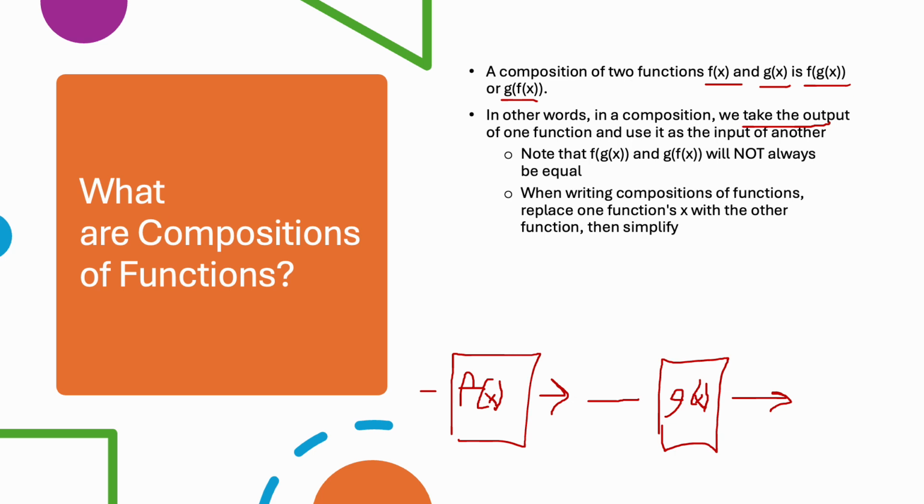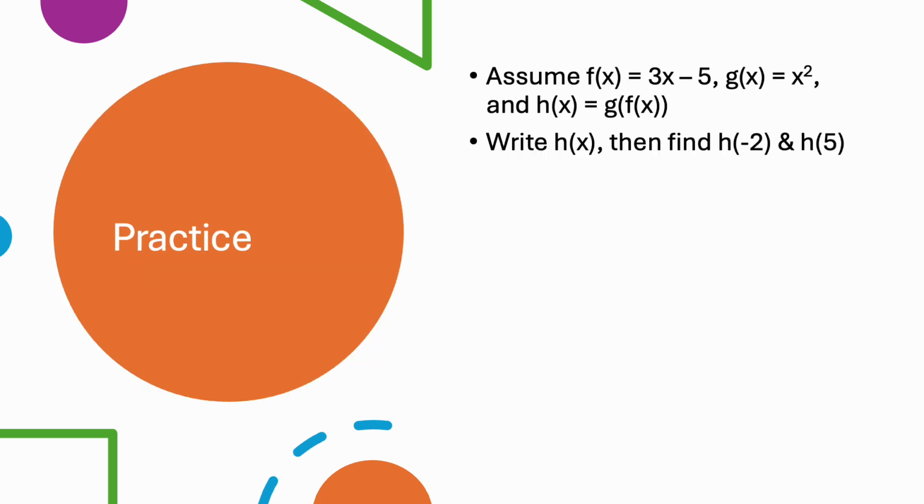So what do I mean by that? Well, let's get some practice. Let's say that f of x is equal to 3x minus 5, and g of x is equal to x squared. And h of x is g of f of x, right? Write h of x and then find h of negative 2 and h of 5. I'm going to give you a minute to try to figure that out.